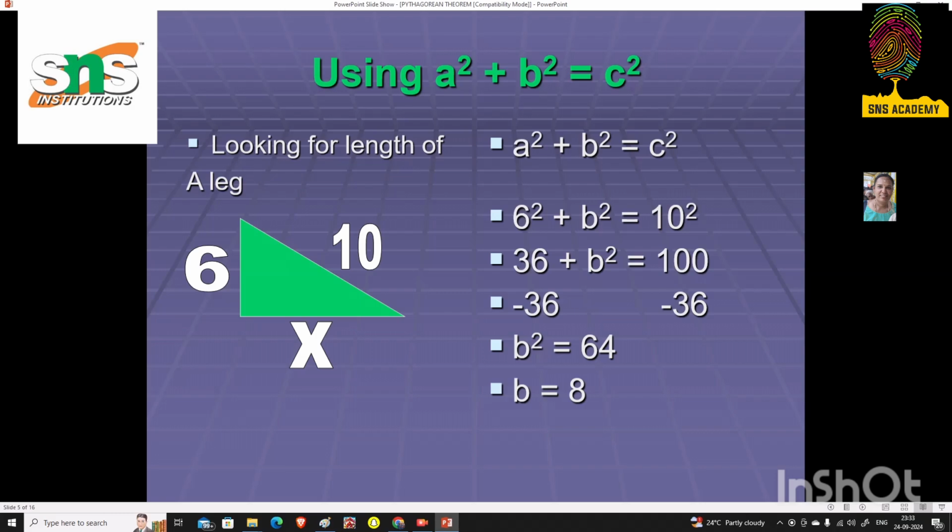We applied the Pythagoras theorem in the two problems. In the first problem, the hypotenuse was missing, and here the base is missing. So in a right angle triangle, if you know any two sides, we can find the third side very easily by applying the Pythagoras theorem. Let's meet in some other video.